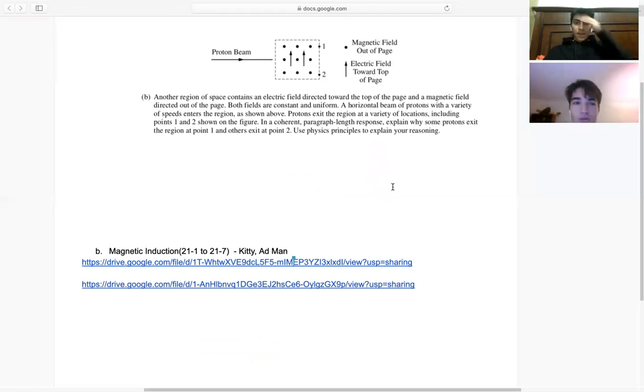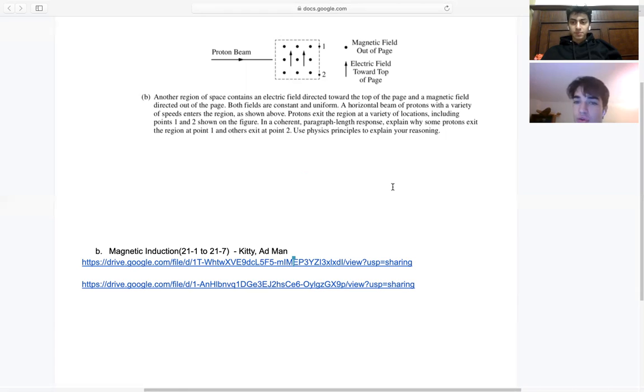All right, in this one, another region of space contains an electric field directed toward the top of the page and a magnetic field directed out of the page. Both fields are constant and uniform. A horizontal beam of protons with a variety of speeds enters the region, as shown above. Protons exit the region at a variety of locations, including points 1 and 2 shown in the figure. In a coherent paragraph length response, explain why some protons exit the region at point 1 and others exit at point 2. Use physics principles to explain your reasoning.